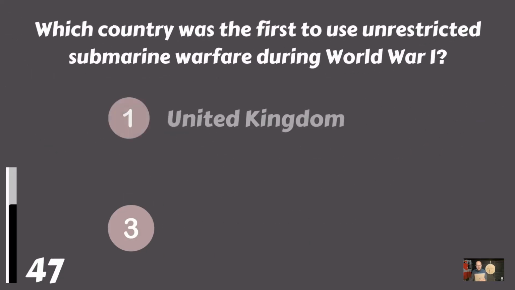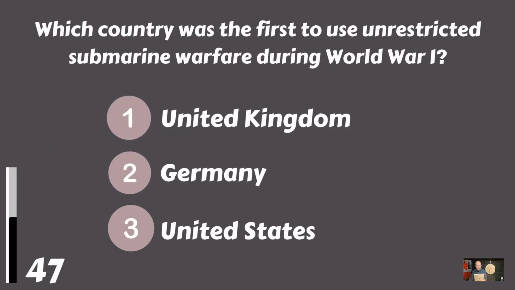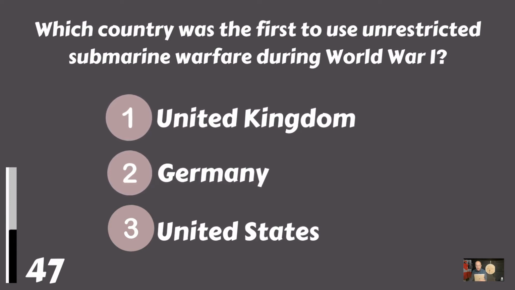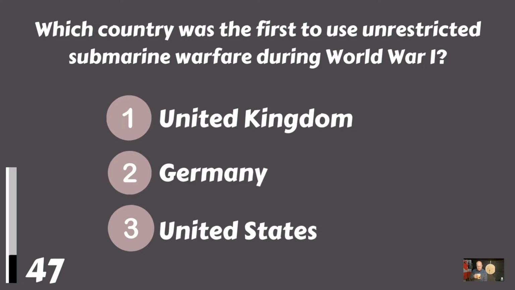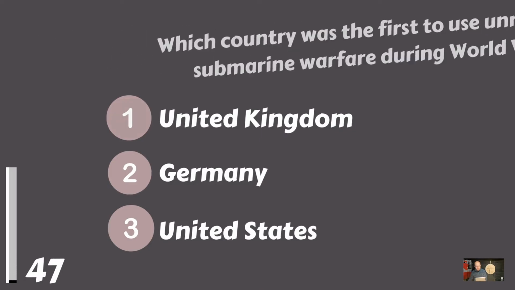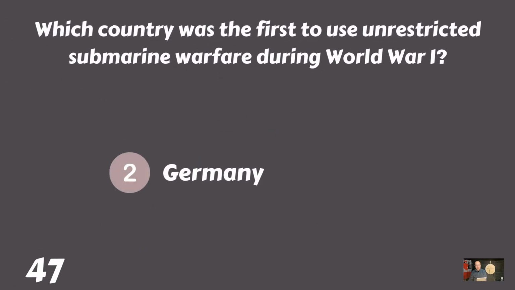Which country was the first to use unrestricted submarine warfare during World War I? Was it the United Kingdom? Was it Germany? Or was it the United States? Germany was the first to use unrestricted submarine warfare.